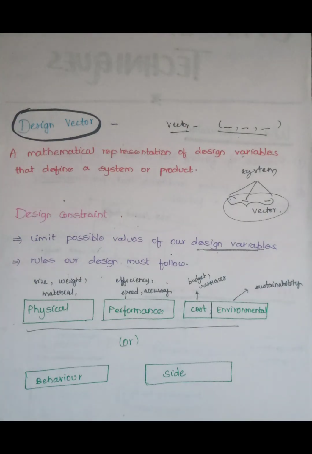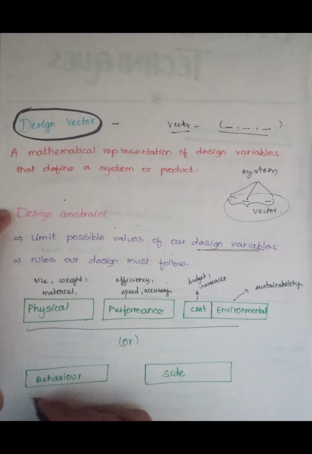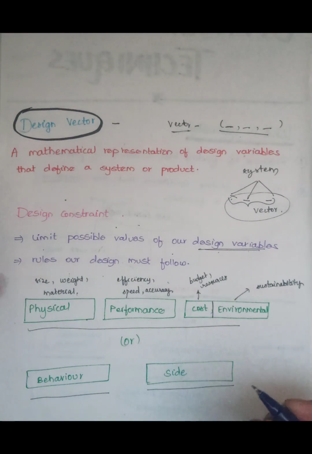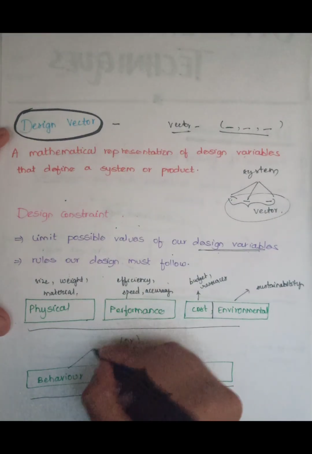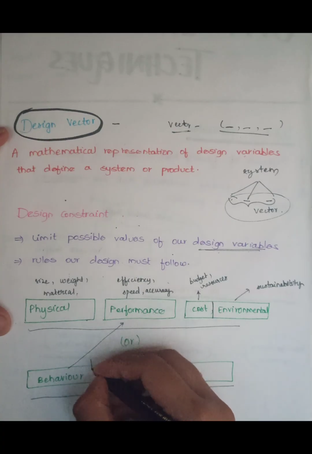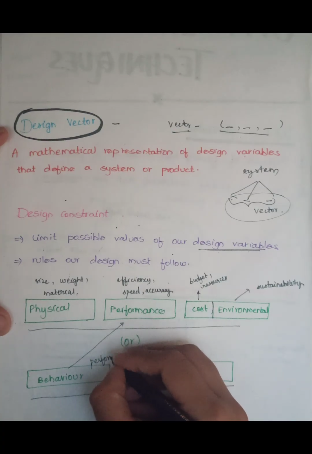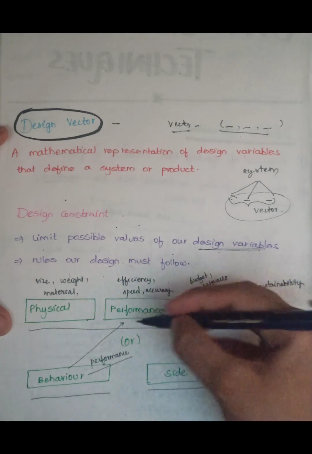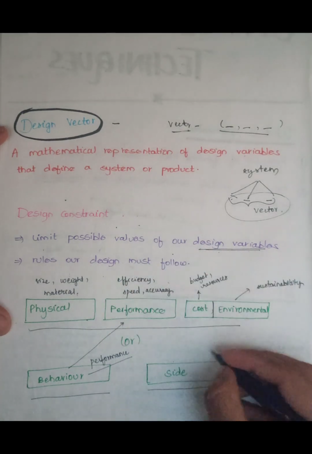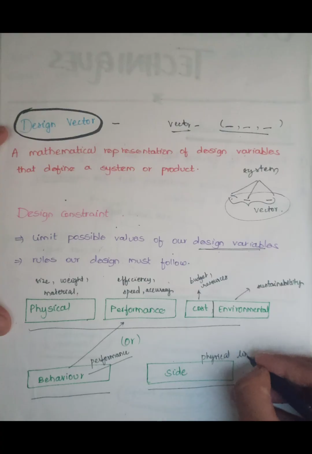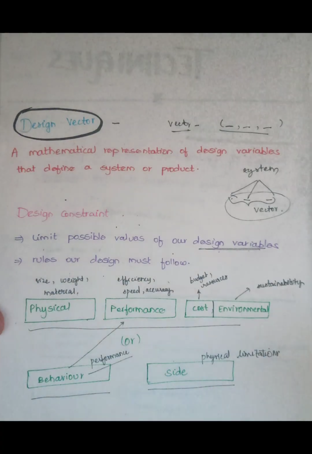Basically, design constraints are broadly classified into just two types. One is behavior constraints and one is site constraints. Behavior constraints are similar or equal to performance constraints. So these are the constraints placed on the performance of the problem or the design variable. And site constraints are basically physical limitations. These site constraints can be defined as the physical limitations of the design variables. So these are the types of design constraints.